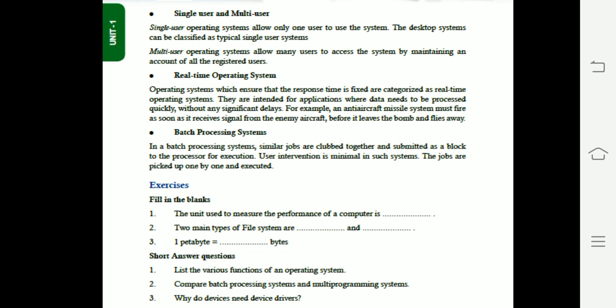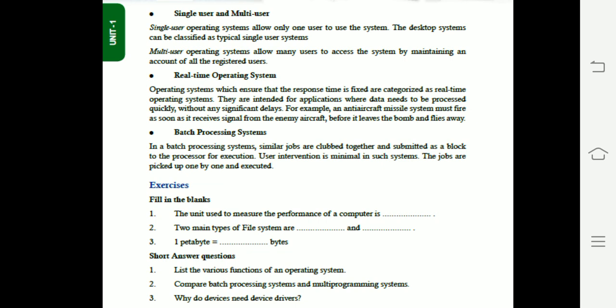Then it comes real-time operating system. Real-time means, students, if you ever make transactions through ATM cards or debit cards, then your account will be automatically updated. At whichever part of the country you make a transaction, it will be updated all over, wherever your account is accessed.